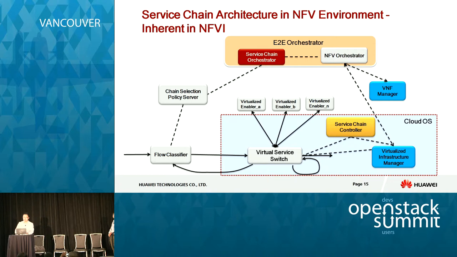And in the cloud OS, which is typically OpenStack, OpenStack acts as the virtualized infrastructure manager. There would be the service chain controller, which is typically some component inside Neutron, and the virtual service switch, which is typically OVS, and all the value-added services are connected to the virtual switch. The user can define a policy center, which can specify the chain selection policy for the user. This policy would be downloaded into the flow classifier, for which we can use OpenFlow to classify the rules. OpenFlow is just one implementation. Another implementation is to use the NSH header, which the IETF has a draft regarding.